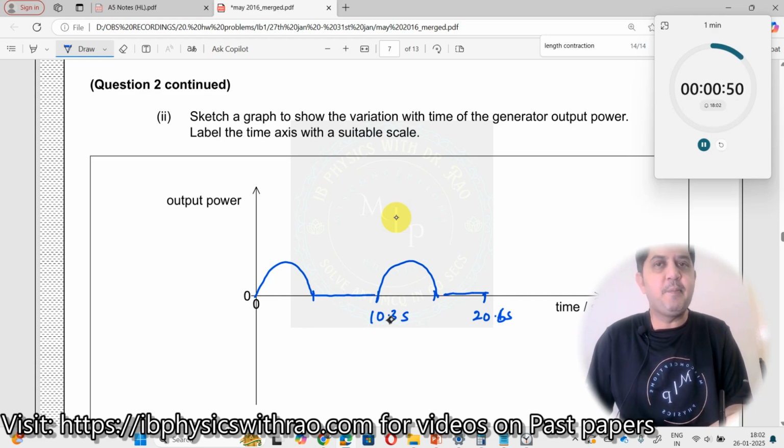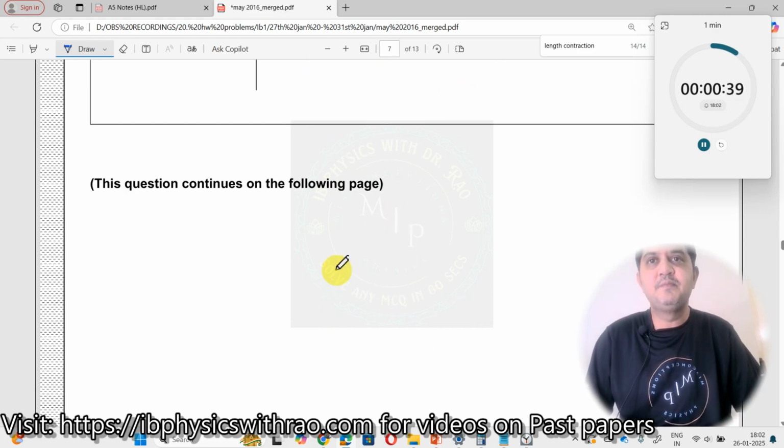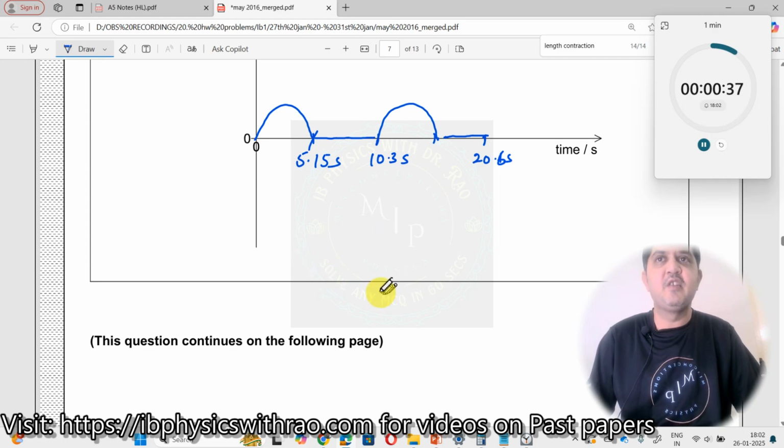If this is 10.3 and this is half of it, mention this also. This would be 5.15 seconds. This is also mentioned. So therefore, this is what is being required over here. We have drawn the graph also, so we have come to an end to this question.